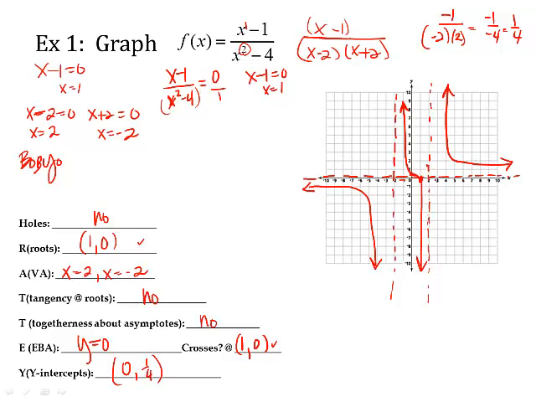If you're not comfortable with that, you can always do an XY table and pick an x coordinate over here, pick an x coordinate over here, and find those y's. But your togetherness clues from your equation will tell you where the curves are going.